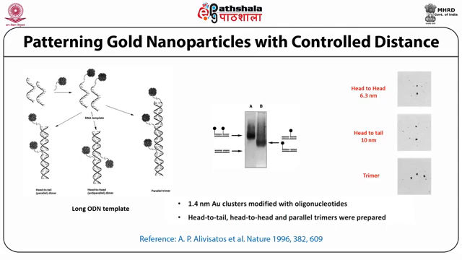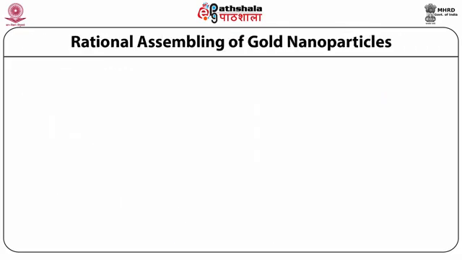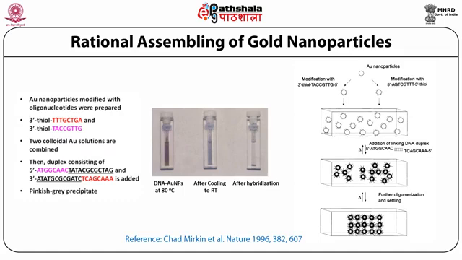In the first case, you see that you can have a head-to-head assembly, which has a 6.3 nanometer spacing, or you can also form something like a trimer, where 3 gold nanoparticles get assembled onto the double-stranded DNA. So this is a very nice example where you can have very controlled distance between the patterned gold nanoparticles. It's a nice example where you can rationally assemble gold nanoparticles.